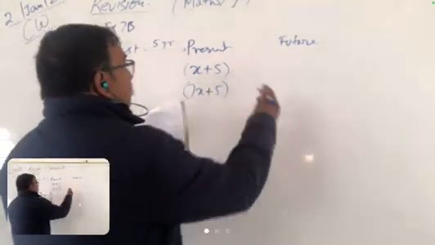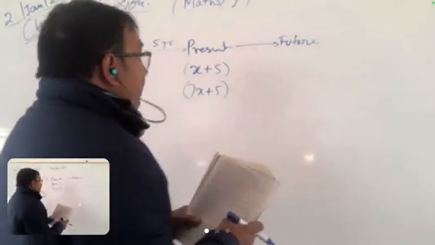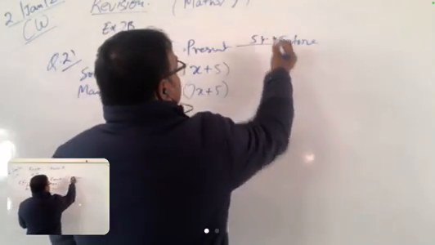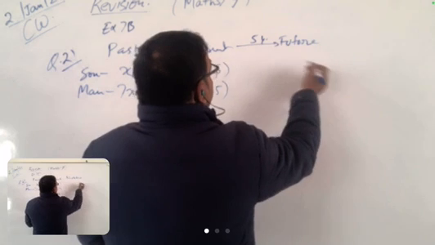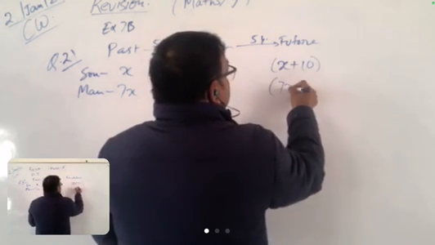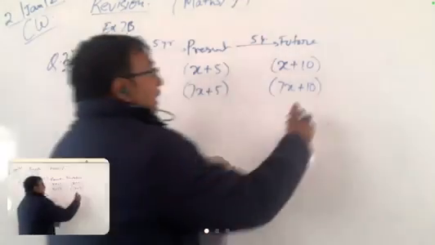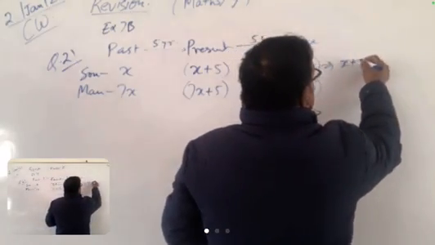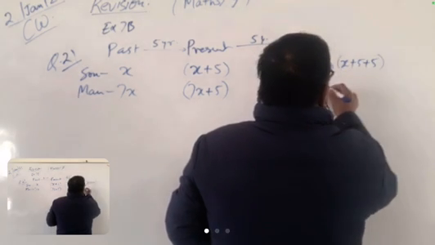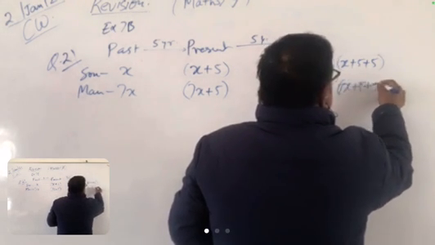Now what is the future? फ्यूचर में कितना डिफरेंस है? 5 years hence, again there is 5 years. Okay. So in future, what is the age? x plus 10 for the son and 7x plus 10 for the man. ये ऐसे ऐड हुआ है x plus 5 plus 5 and this is 7x plus 5 plus 5.